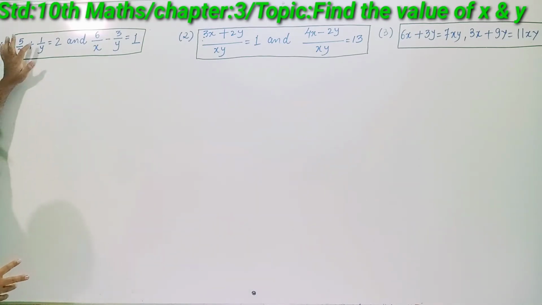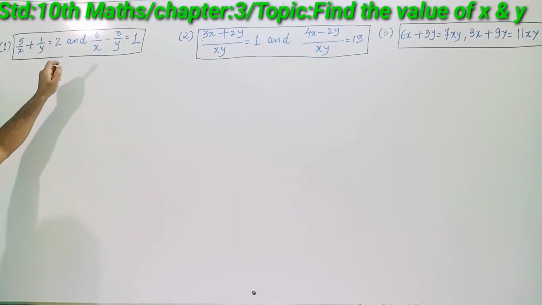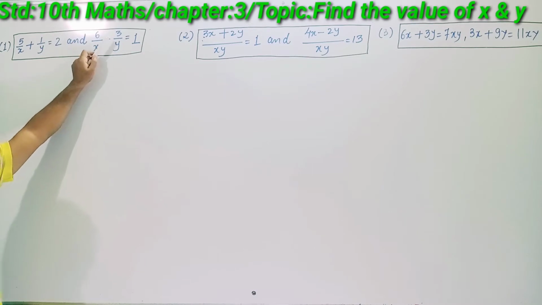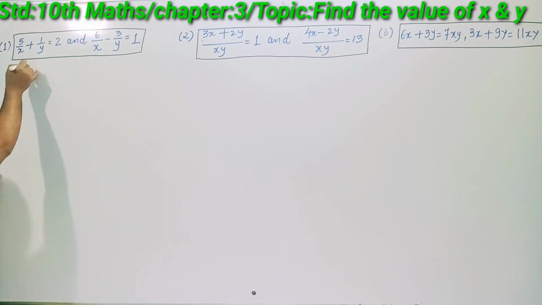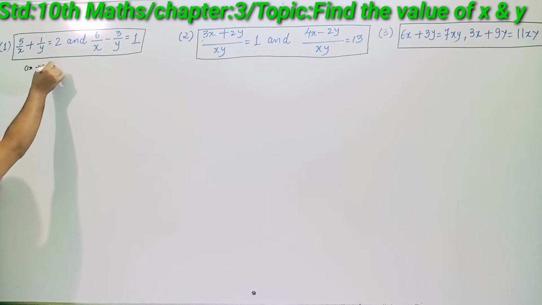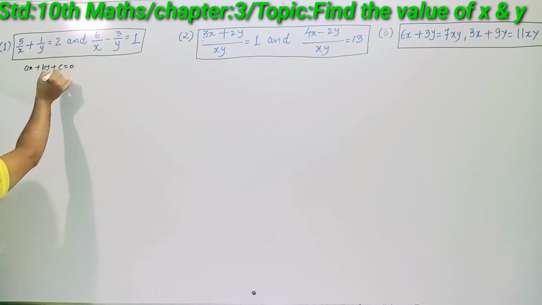See students, the first question is: 5 by x plus 1 upon y is equal to 2 and 6 upon x minus 3 upon y is equal to 1. Students, we know that generally a pair of linear equations is always in the form of ax plus by plus c is equal to 0, right?